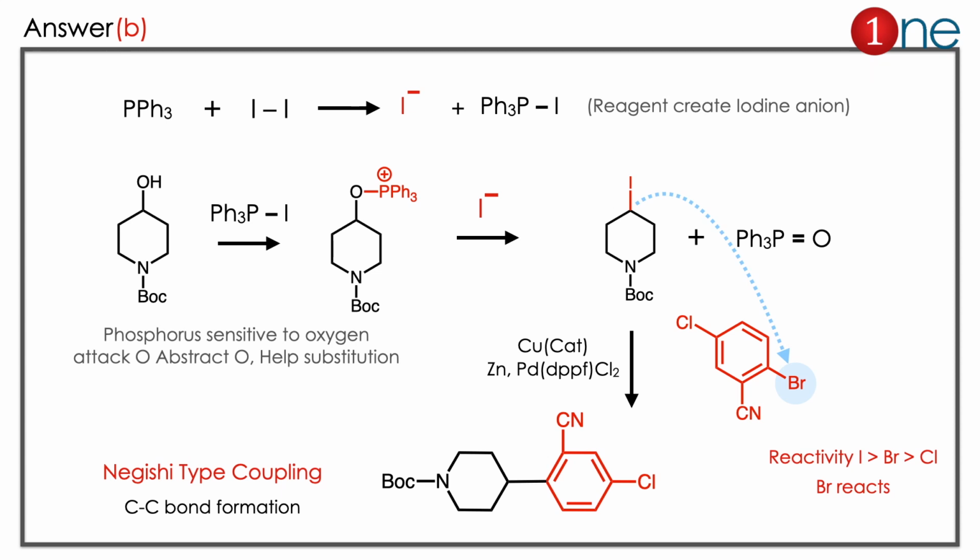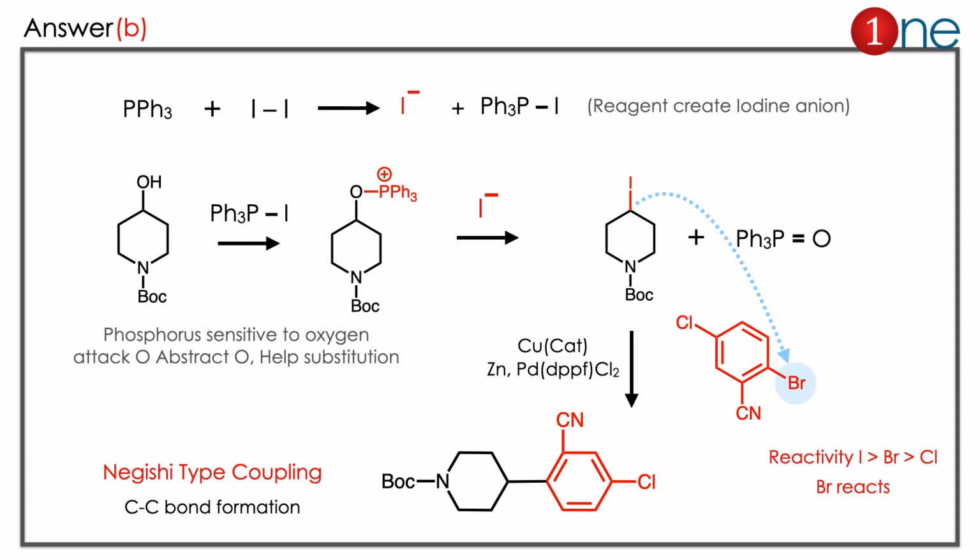New C-C bond formation. Here the competition will be there. Which coupling will happen: chlorine or bromine or cyanide? If you compare the reactivity of halogens, iodine is better than bromine, and bromine is better than chlorine. Negishi coupling always involves halogens, not cyanides. So bromine leaves, and the coupling happens here.